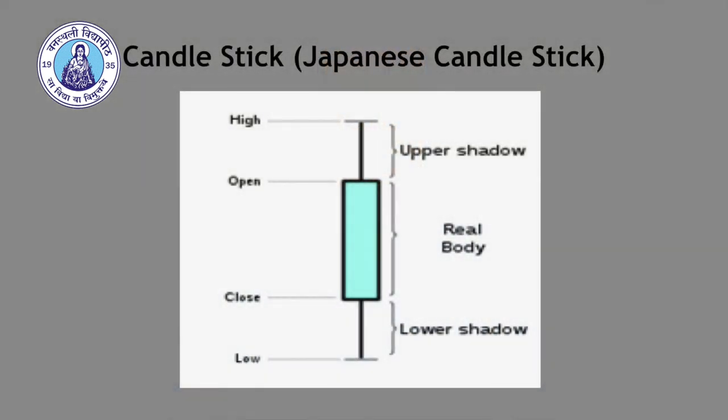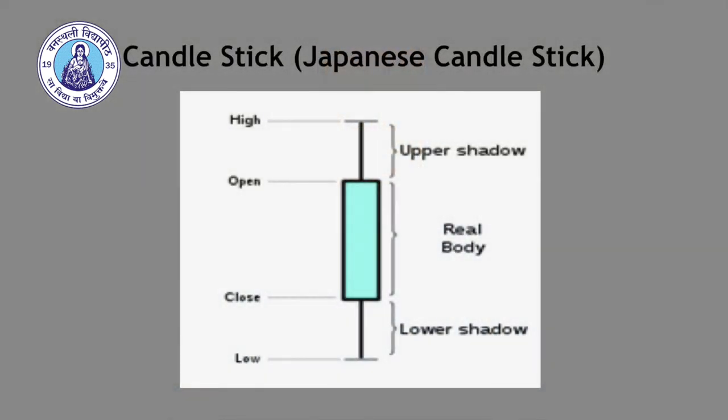Going further, we can plot these prices in one of the most commonly accepted forms in the market. In the market, we generally use candlestick graphs for representing the prices. So, before we start with the candlestick chart, let me give you a little bit of an idea about what candlestick is all about. It is basically called a Japanese candlestick.